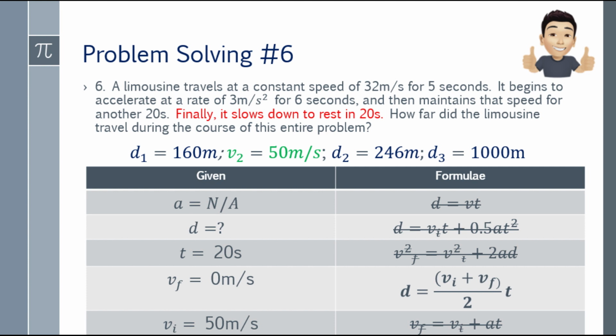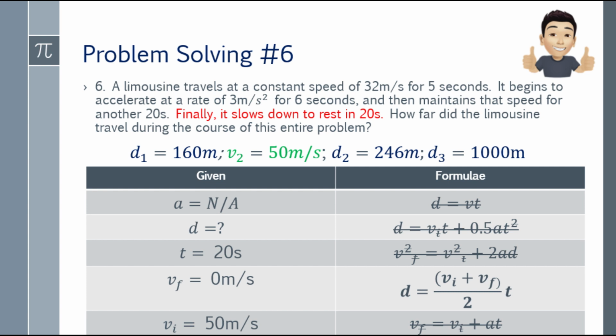So, ang gagamitin nating formula dito, dahil meron tayong time, final, and initial velocity, at ang hinahanap natin is the displacement or distance, we can use the formula d is equal to initial plus final velocity over 2, and the answer will be multiplied by time.